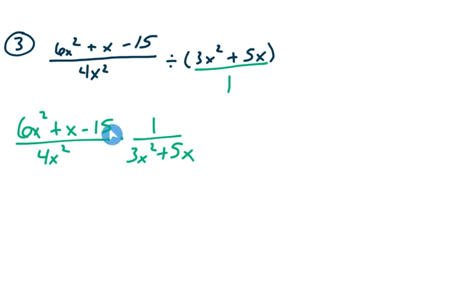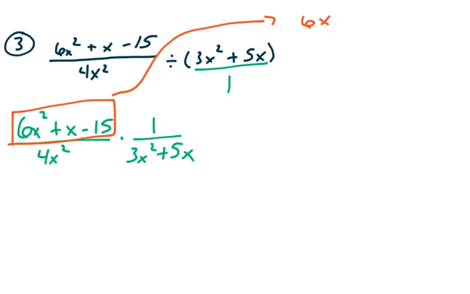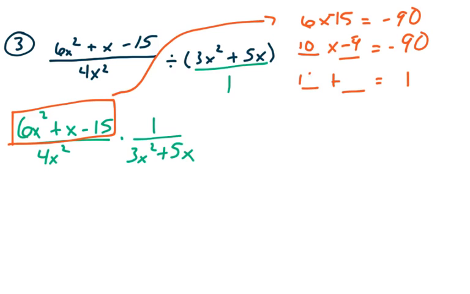Now, this 6x squared plus x minus 15 has a number in front of x squared that isn't 1, which means we need to do the long method, factor by grouping. I'll do that in red, off to the side. Remember the steps: we take a times c, so 6 times negative 15 gives us negative 90. I need two numbers that multiply together to get negative 90 and add together to get 1. Those two numbers are 10 and negative 9. 10 times negative 9 is negative 90, and 10 plus negative 9 is equal to 1.